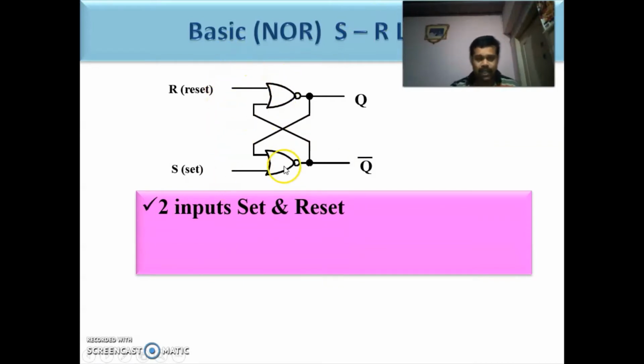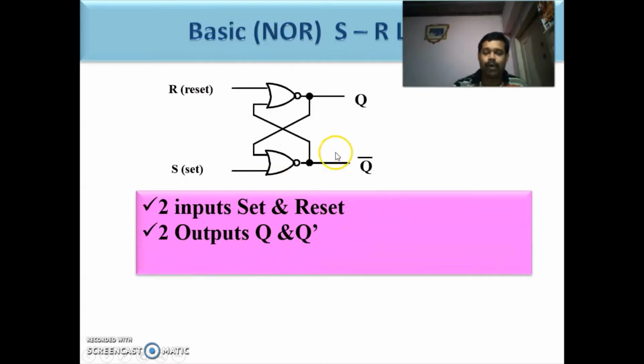These two are NOR gates. The output of this NOR gate is connected to the input of this NOR gate, and the output of this NOR gate is connected to the input of this NOR gate. This is cross coupled NOR gates. So it has two inputs, set and reset, and two outputs, Q and Q bar.